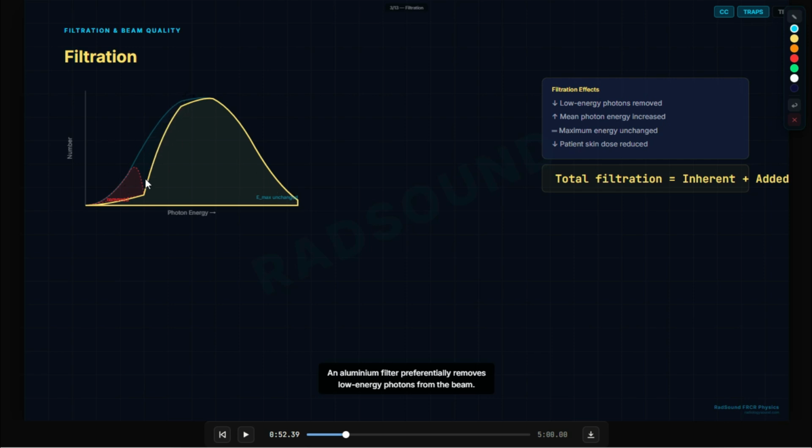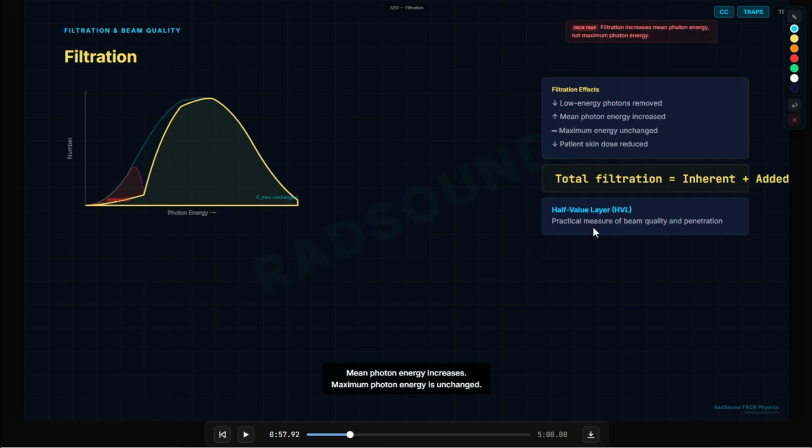This is because of the amount of photons that has been removed. And remember the half value layer from the previous lecture. The half value layer is inversely related to the linear attenuation coefficient, meaning that half value layer is proportional to energy over atomic number times density. The mean energy increased, meaning that the half value layer is going to increase.